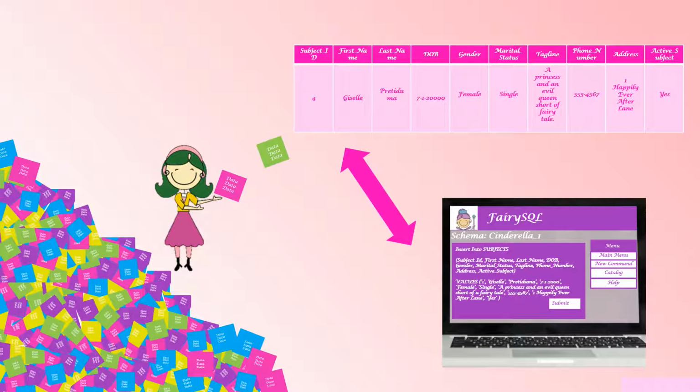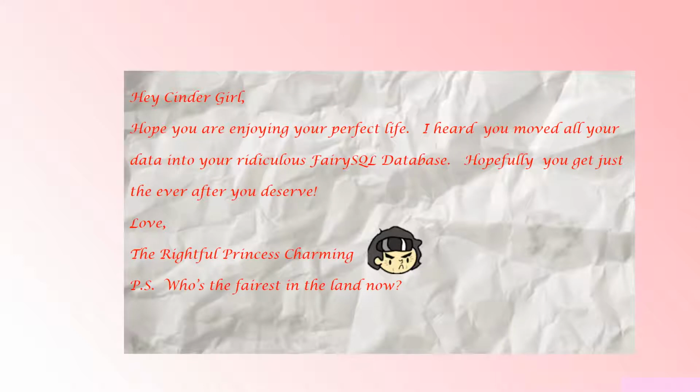Until, dun dun dun, Cinderella came to Inga in a tizzy. Cinderella was so upset because she had just received a note in the mail from her wicked stepsister. It read, "Hey Cinder Girl, hope you are enjoying your perfect life. I heard you moved all of your data into your ridiculous Fairy SQL database. Hopefully you get just the ever after you deserve. Love, the rightful Prince Charming. P.S. Who's the fairest in the land now?"